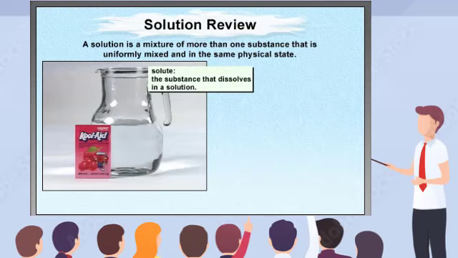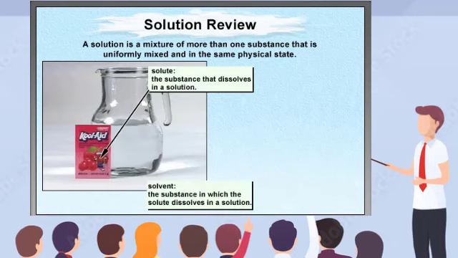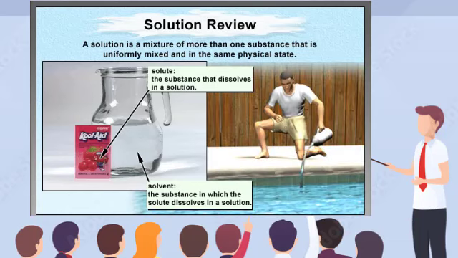A substance that dissolves when forming a solution is called a solute, and the substance in which the solute dissolves is called the solvent. A swimming pool is an example of a solution. In this solution, water is the solvent, and sodium hypochlorite, a chemical used to kill bacteria in pools, is the solute because it is dissolved in water.